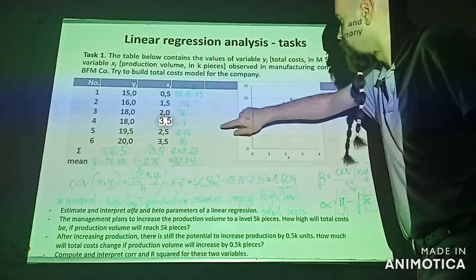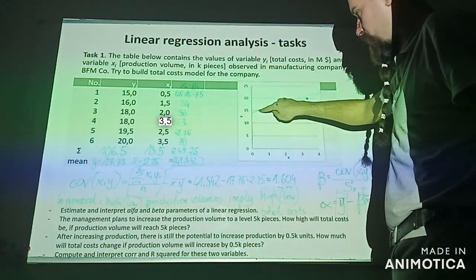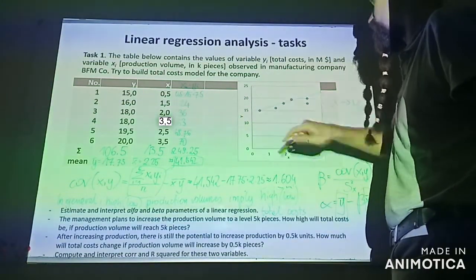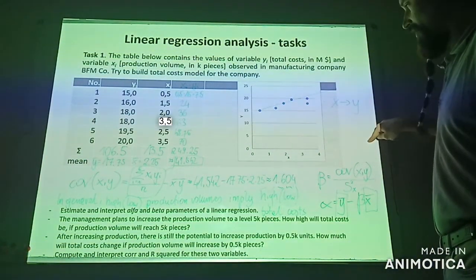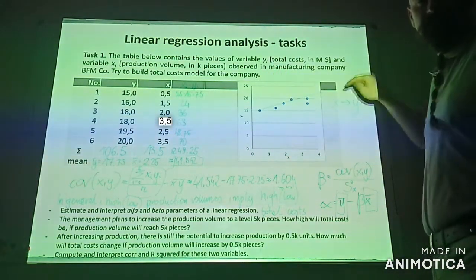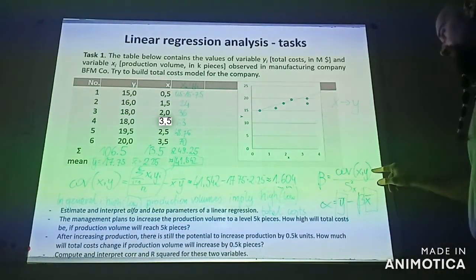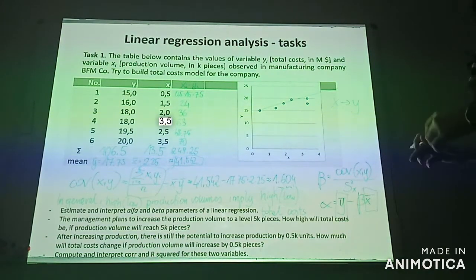As you can see here, low production volume implies low total costs, and high production level implies high total costs. Okay, we know the covariance. It's the right time to compute the variance of production volume. The variance of production volume.